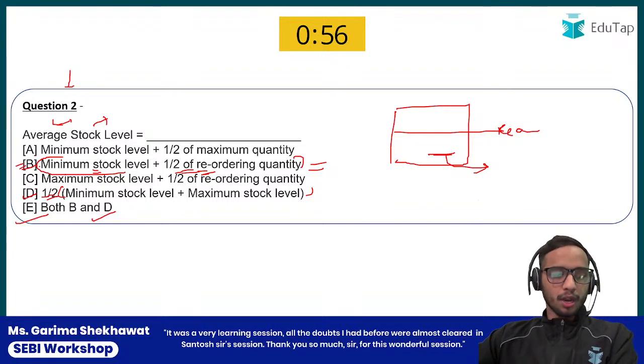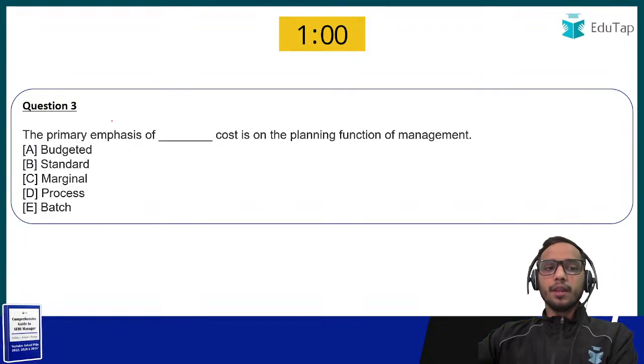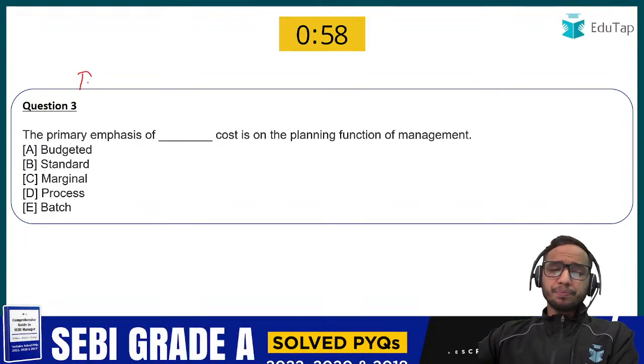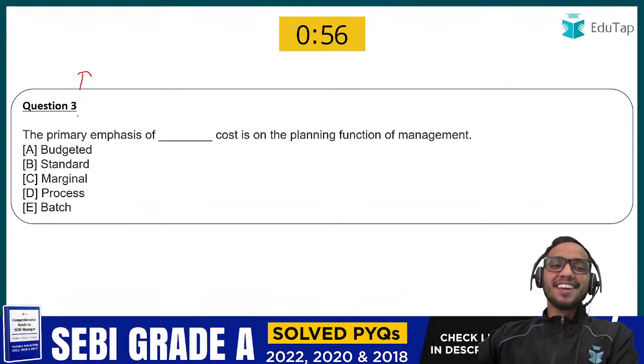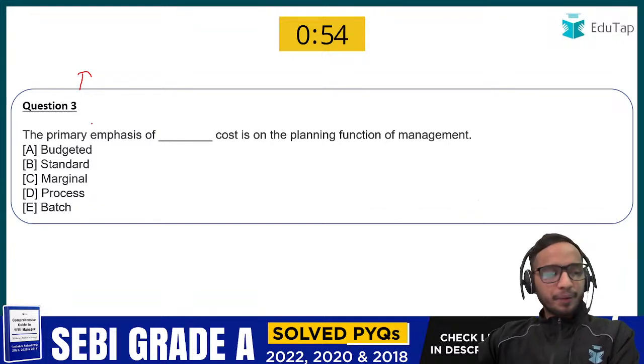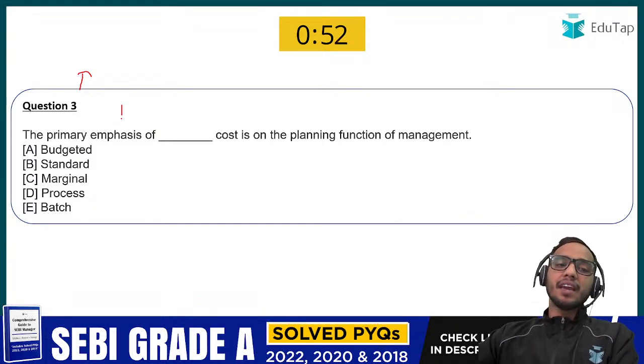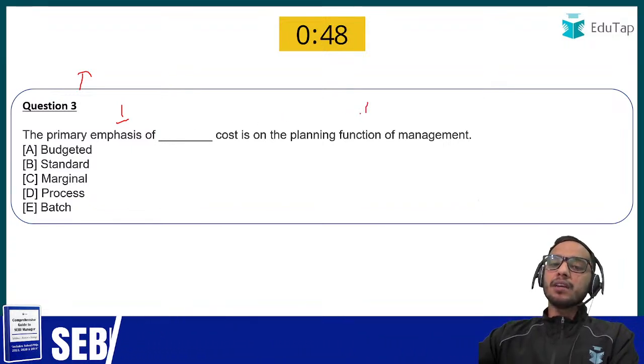Okay, option B you have to remember. Okay, that's nice. Let's go to question number three. No formula in this question. Simple question that says the primary emphasis of dash cost is on the planning function of management.